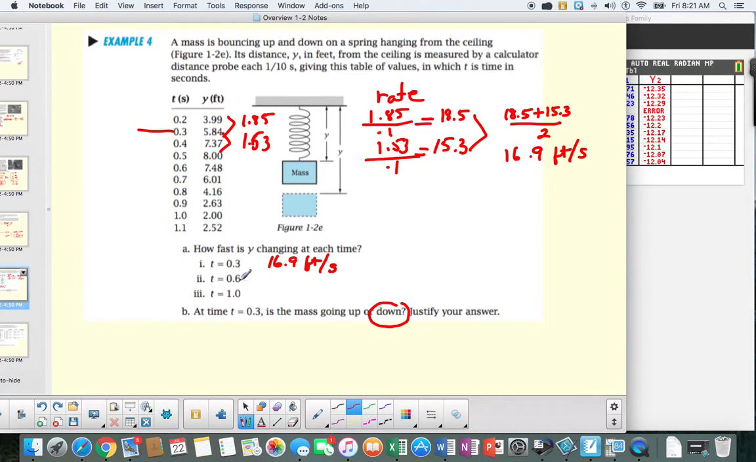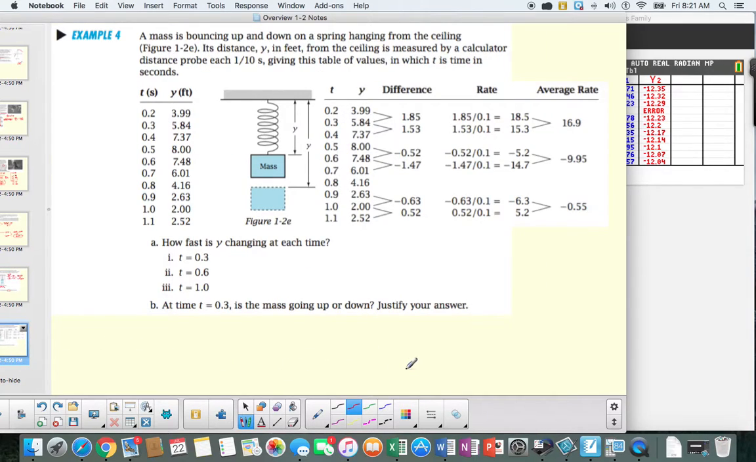All right, let's take a look at 0.6 and 1.0. And here is the operation on how we go about it. Same operation. Notice that this is negative, which means the distance between the ceiling and the mass is getting less and less. So this is definitely when the mass is going up. This is negative, but very close to 0. So this may be close to the spot where the mass turns from going up to going down.